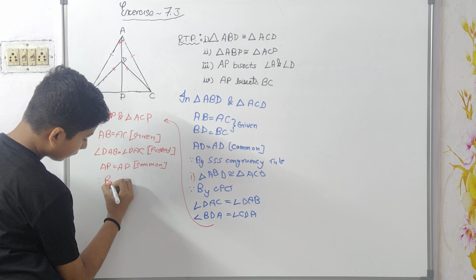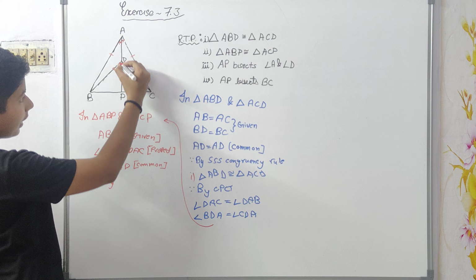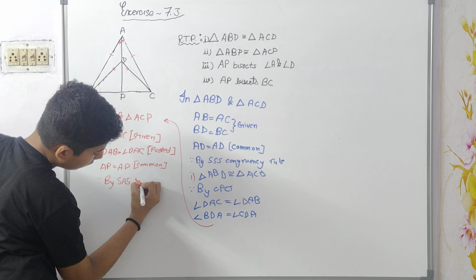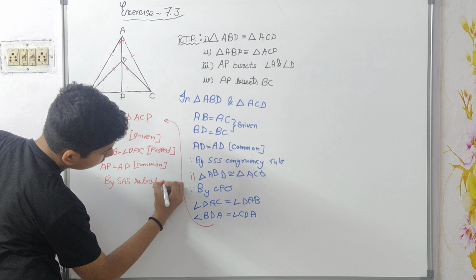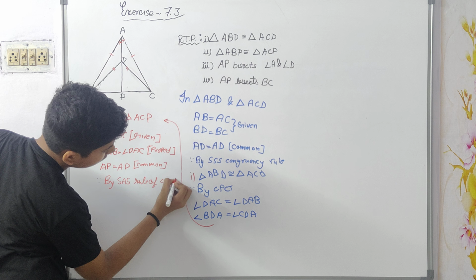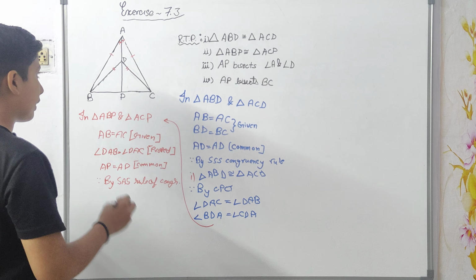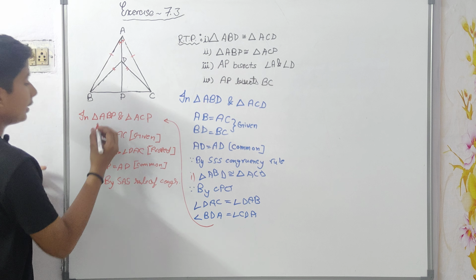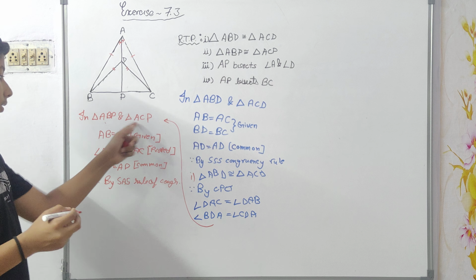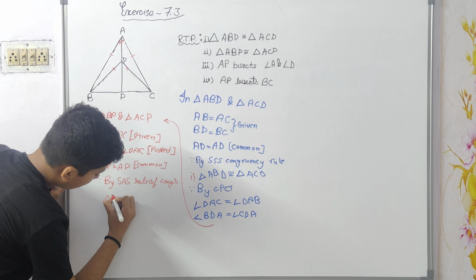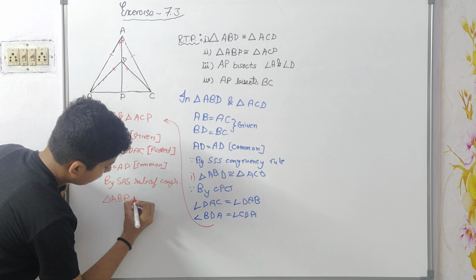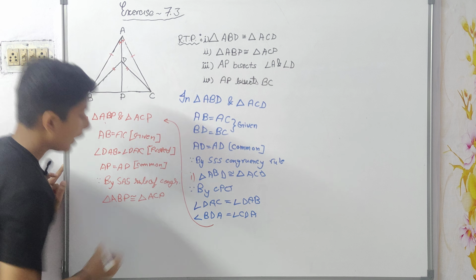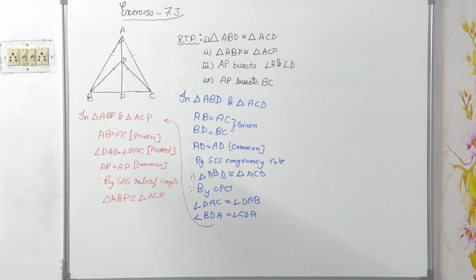Therefore, by there is a side, then angle, and then side. So SAS. By SAS rule of congruency, this is short form CONGR, I have written. This triangle is congruent to this triangle. Triangle ABP congruent to triangle ACP. Okay, this is also proved.